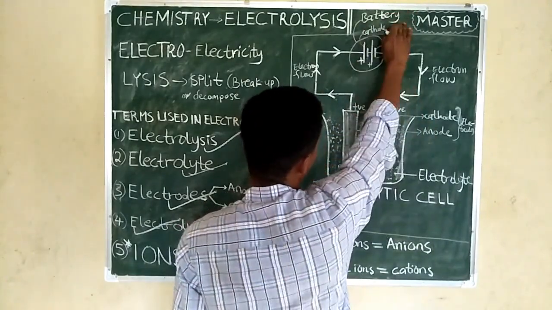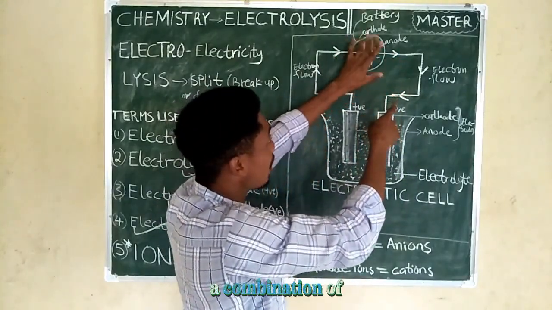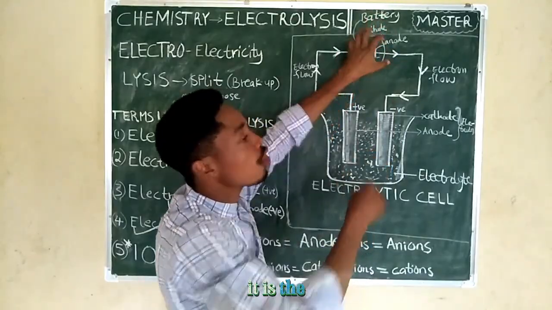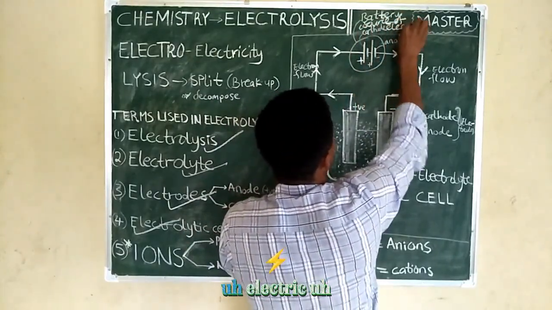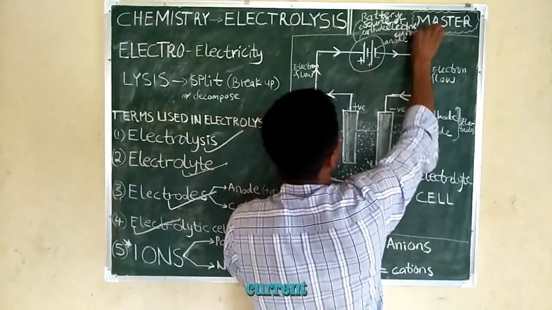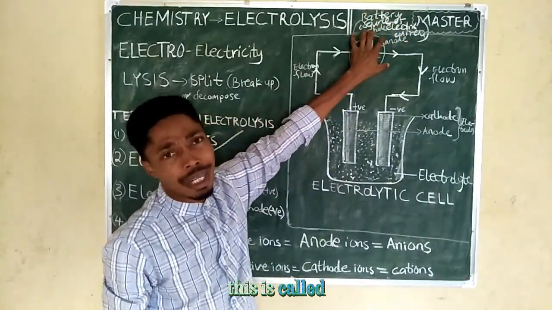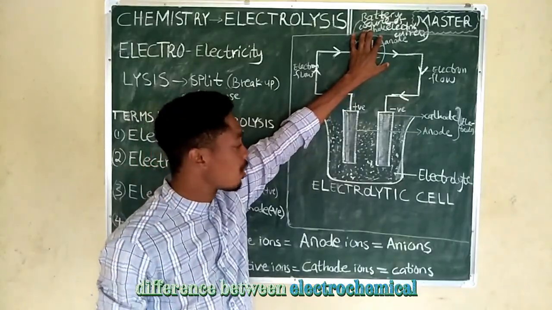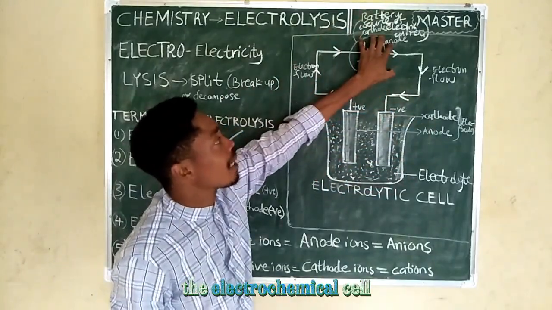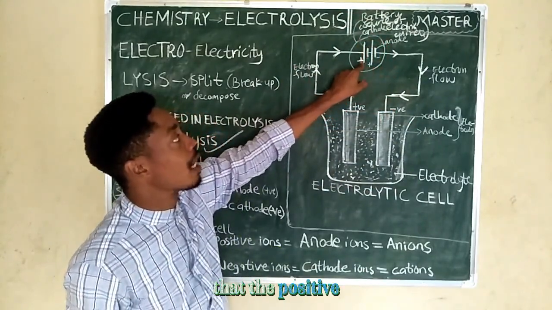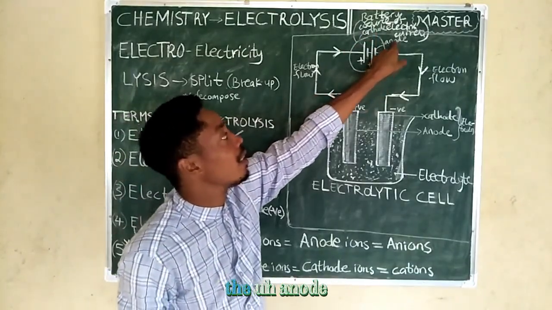So this is a battery, a cell, a combination of cells to make a battery. It is the source of electricity, the source of electric current. So see the source of electric current here. This cell is called an electrochemical cell. There's a big difference between electrochemical cell and electrolytic cell. In the electrochemical cell or a battery, you can see that the positive terminal is called the cathode, while the negative terminal is called the anode.